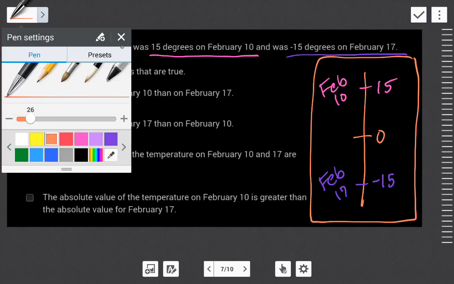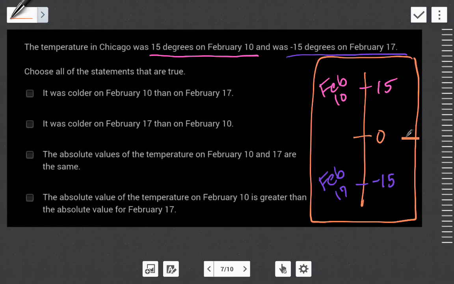Remember that since we're talking about temperature, we have to keep in mind that when temperature changes and it goes up, that means that temperature is getting hot. When temperature goes down, that means it's getting colder. Okay, so let's look at the statements and see which ones are true.